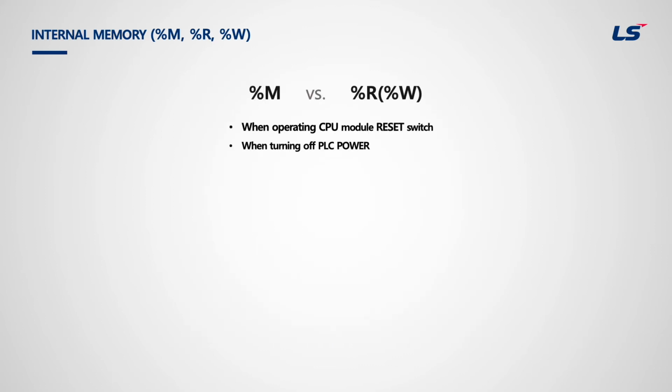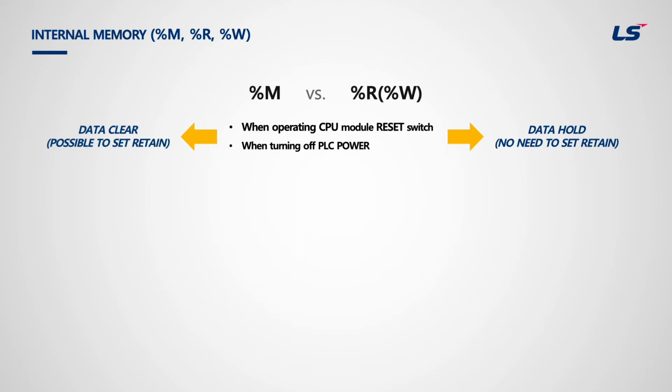This shows differences between M area and R area. R and W area are approximately the same. R area retains data value in case of CPU module reset or when the PLC power is turned off. However, M memory does not retain data value without certain setting. However, M area is also possible to retain data with simple setting.